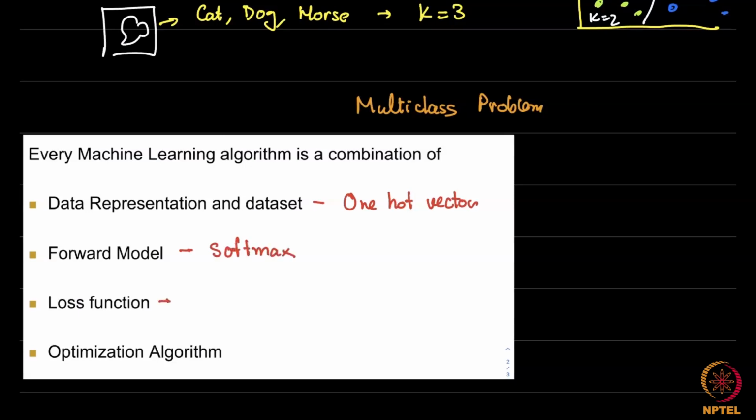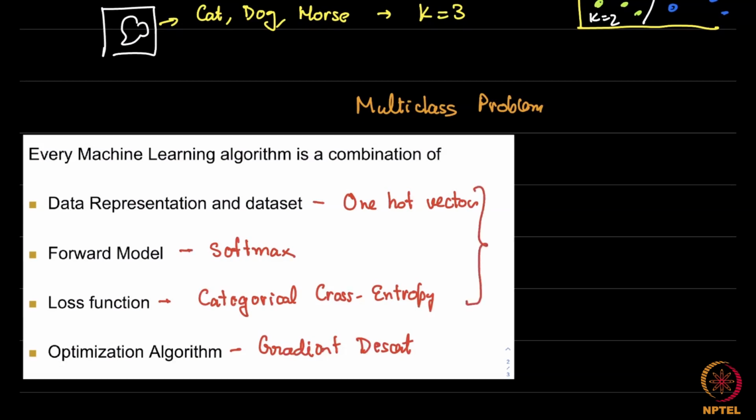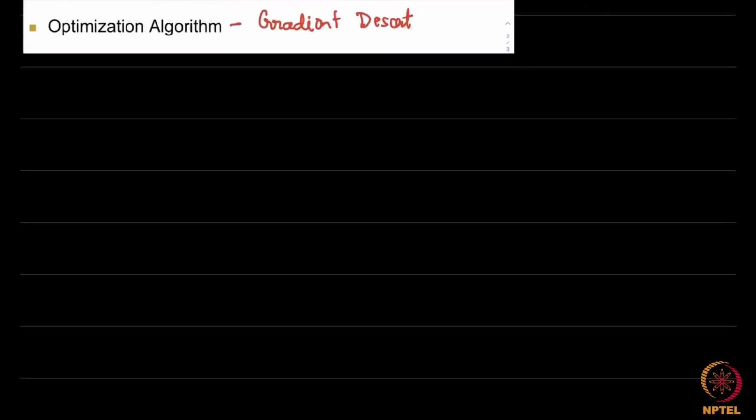The loss function is what is known as a categorical cross-entropy loss function. And the optimization algorithm stays as gradient descent. Just as before, if you have lots of data, you can use stochastic gradient descent or mini batch gradient descent. Otherwise, we are still happy with just batch gradient descent. So let's look at these 3 alone within this video, and the rest of the details actually happen to be exactly the same as before. So first, let's start with data representation.